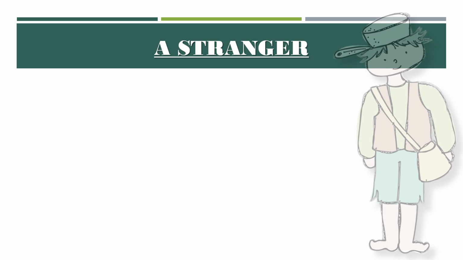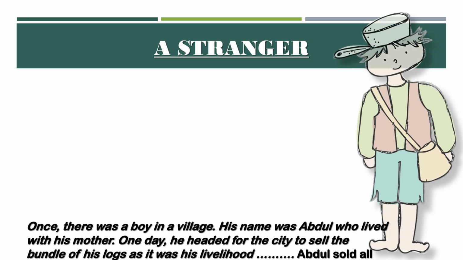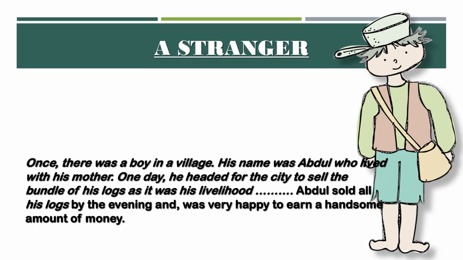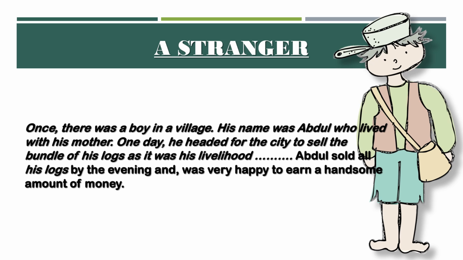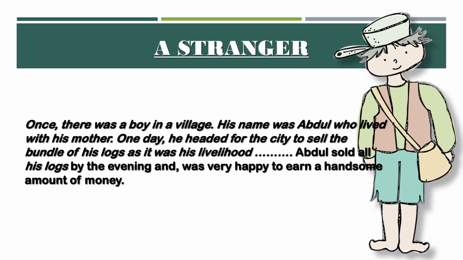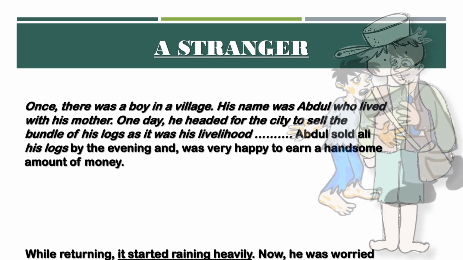A Stranger. Once there was a boy in a village. His name was Abdul, who lived with his mother. One day he headed for the city to sell the bundle of his logs as it was his livelihood. This was the beginning given in the question. Abdul sold all his logs by the evening and was very happy to earn a handsome amount of money. In the first paragraph, a description is given to the character, time, and place, which is known as exposition.